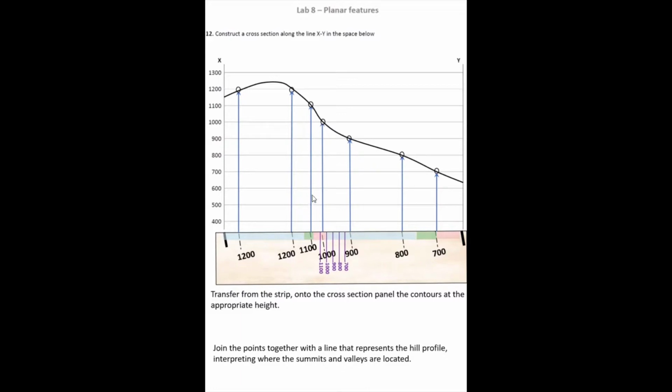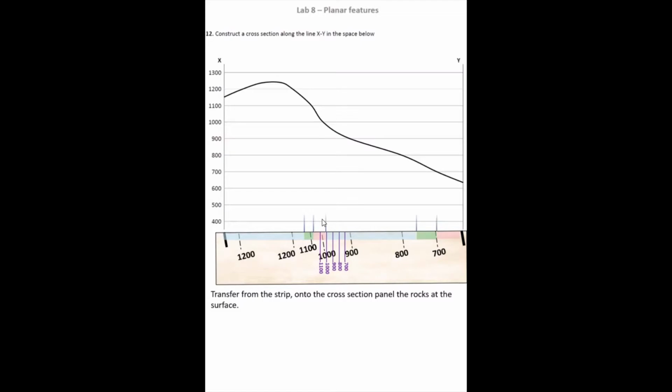Then, to make myself feel better that I'm making progress, I can transfer from the strip onto my hill profile all of the points at which I cross a stratigraphic boundary, or boundary between two rock types. And then I want to transfer from the strip of paper onto the cross-section panel the structural contours for the fault plane, because that's the youngest thing on my map, so I might as well drop them on. I should really drop them on first.